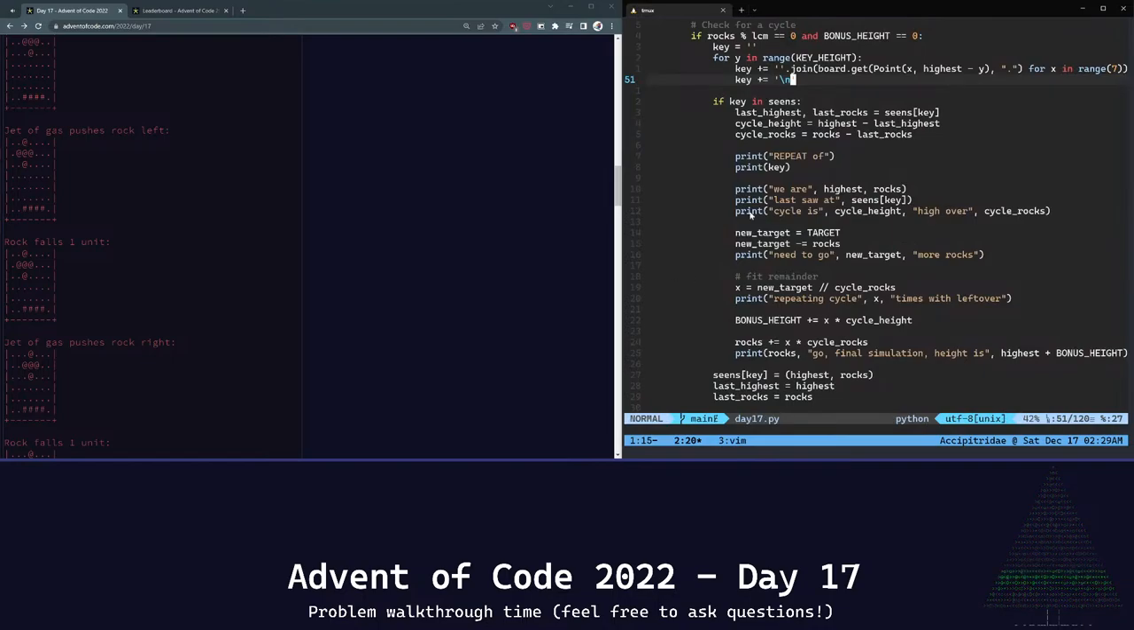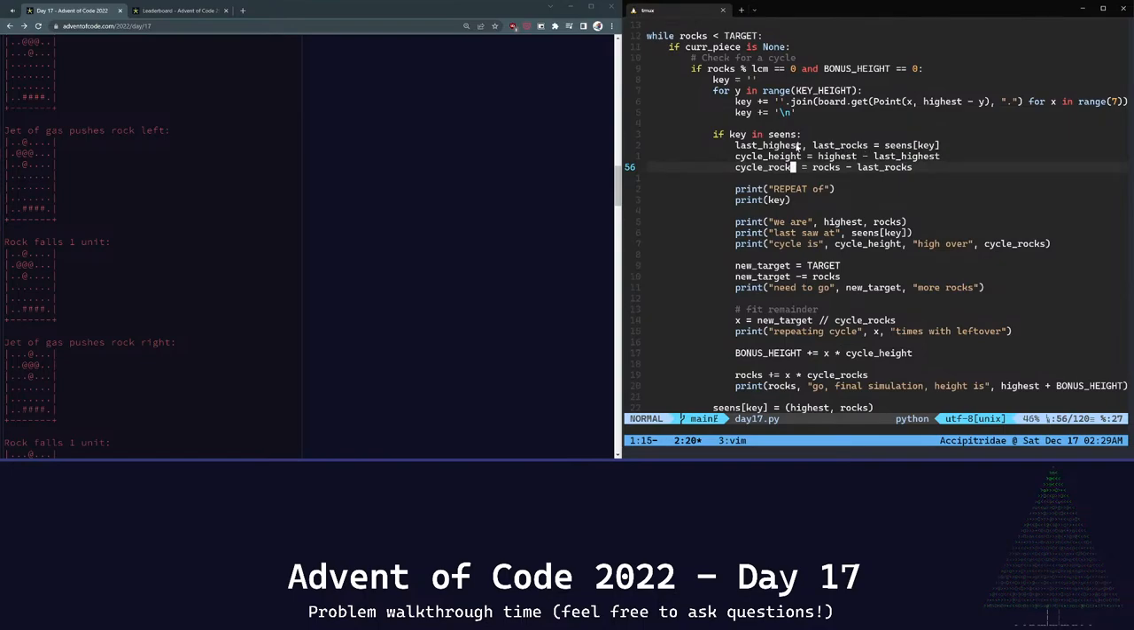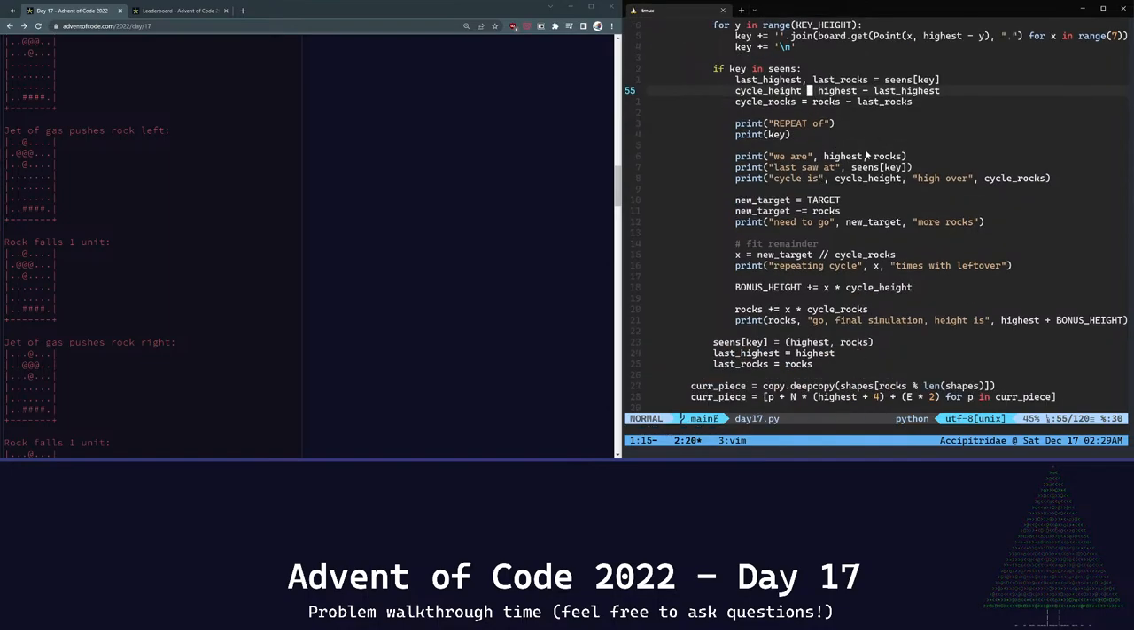But if you've established a cycle, you want to do the math, figure out when was the last time you saw that hat of the tower. We saw it this many rocks ago, and the difference delta in height between then and now is this. And based on that math, we can basically compute, well, how many rocks in the future do we want to jump? So, jump. So we want to go n cycles into the future.